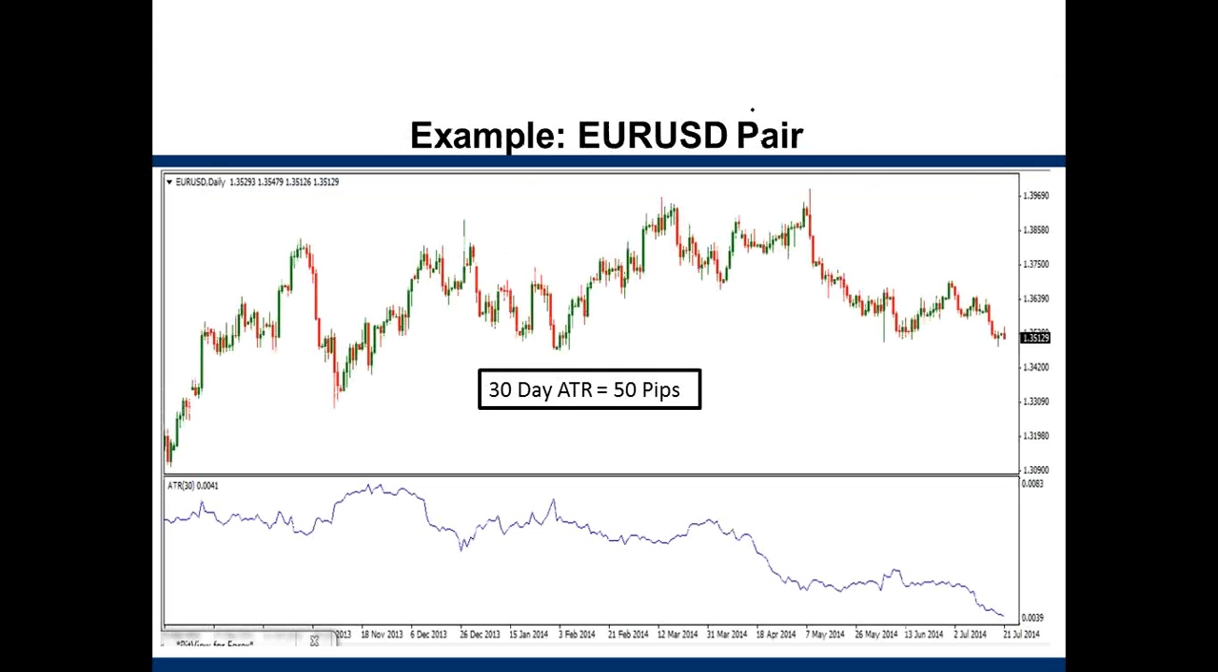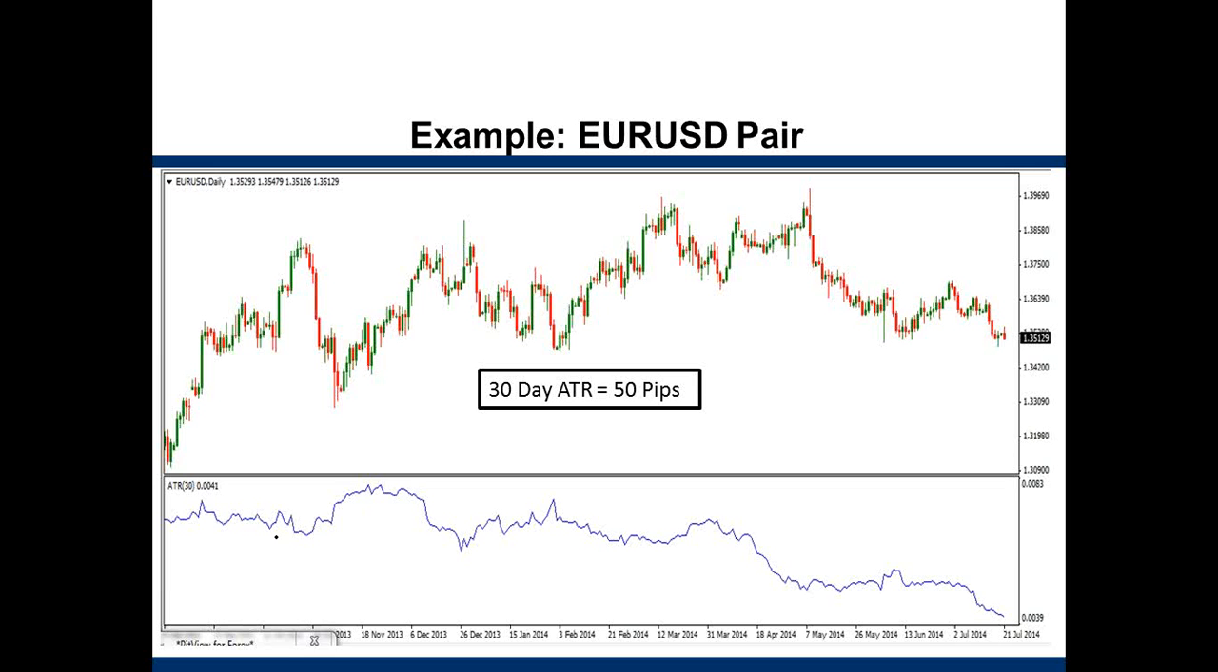An example we used in class a couple of weeks ago was the euro-dollar pair. The ATR looks like an indicator when you put it on the bottom of your screen, but what is it really measuring? It's measuring volatility. What it's doing is going back for the previous 30 days on a chart, adding up the range from the absolute high to the absolute low each and every day.